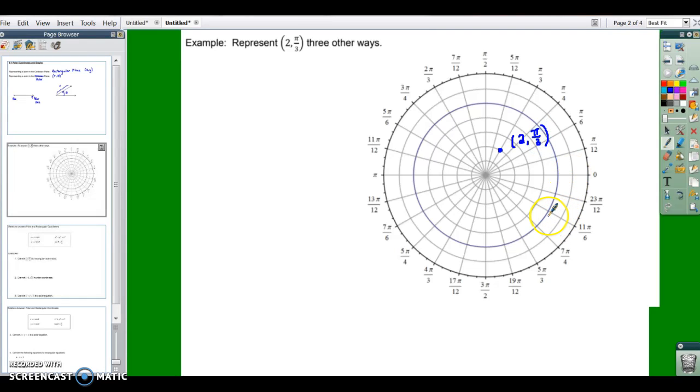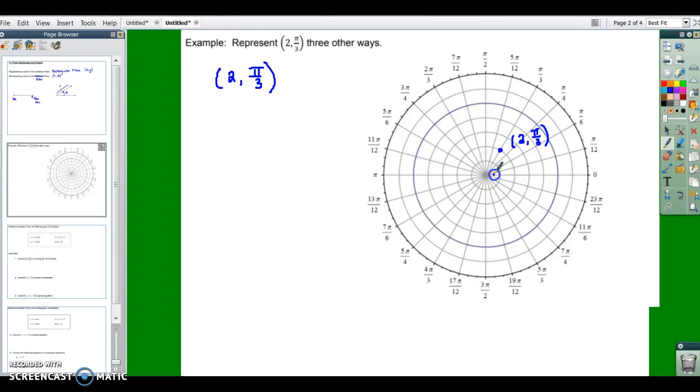Now, the cool thing about polar coordinates is that you can represent points in different ways. In the Cartesian plane, you're limited to x and y, and there's really only one representation for every point. In the polar plane, because you can continue to go around in circles, you have an infinite number of representations for any point. So what I mean by that is this. This point 2 comma pi over 3 can be just this angle pi over 3 and then 2 units away from the pole.